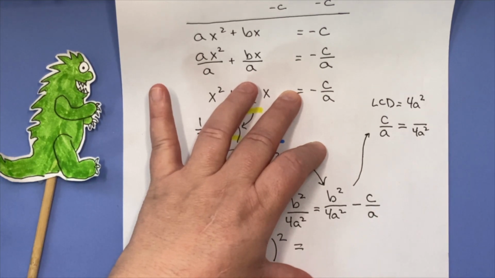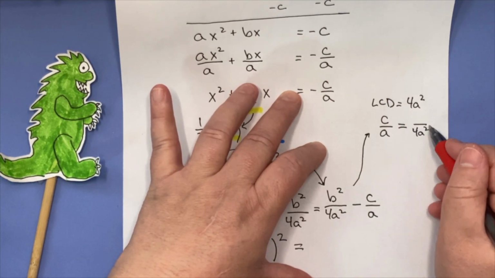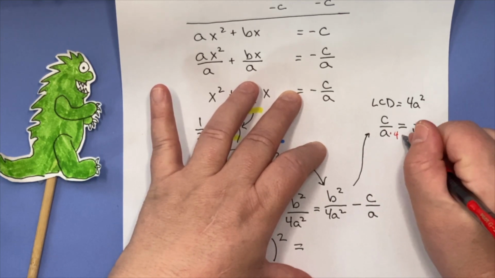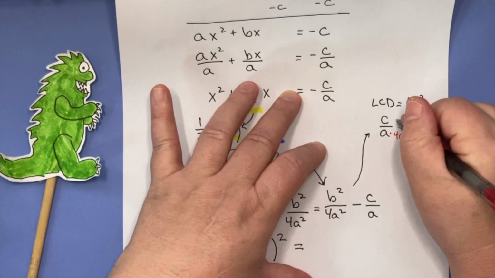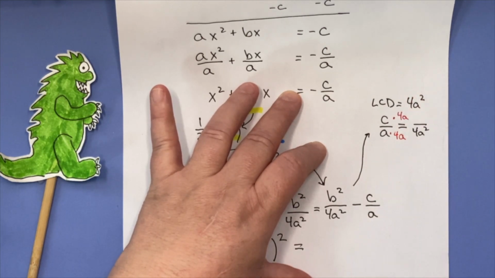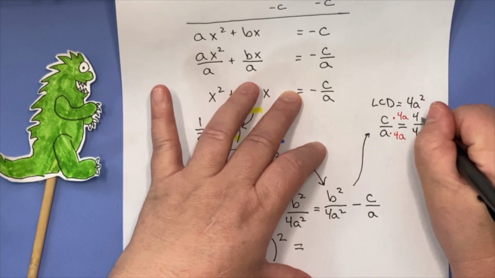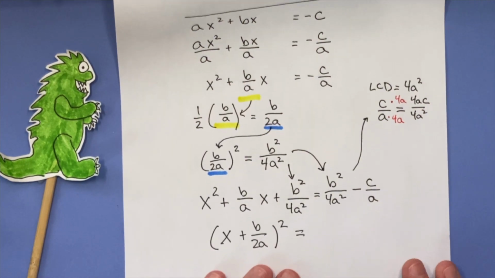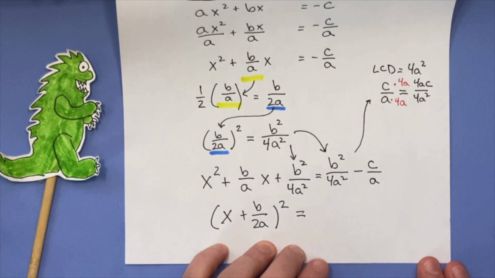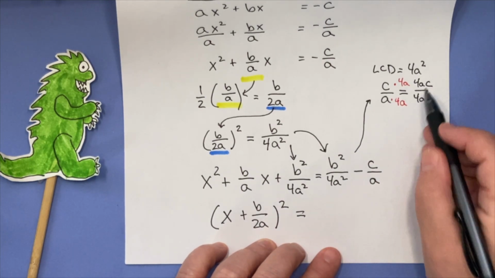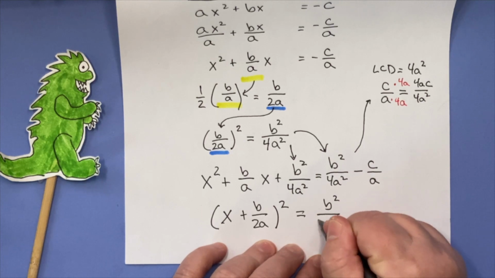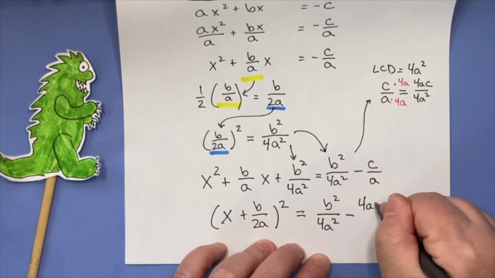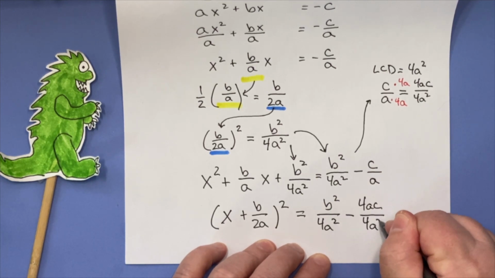And I'm going to have to rewrite it in a form that includes 4a squared. So in order to get there, I'm going to multiply by a 4 and an a. So that means I have to multiply on top by a 4 and an a. So then I get 4ac. And hopefully those of you who've studied the quadratic formula are starting to say, oh my goodness, look at that. That's where that comes from. So now I have b squared all over 4a squared minus 4ac all over 4a squared.